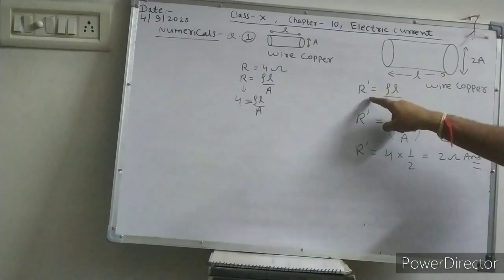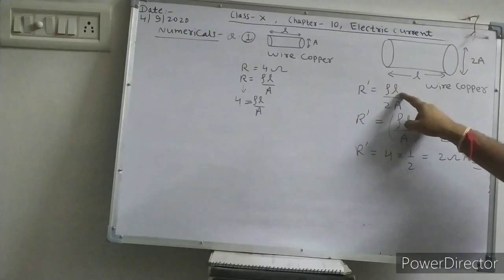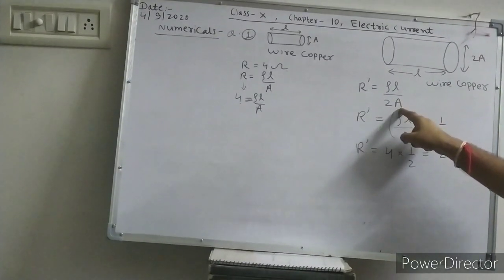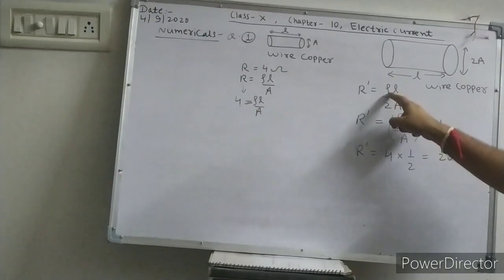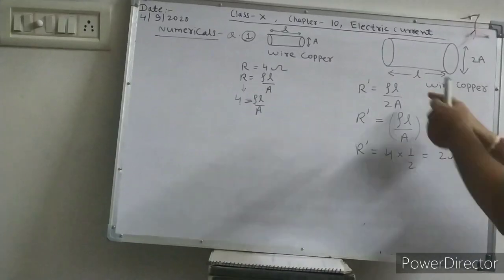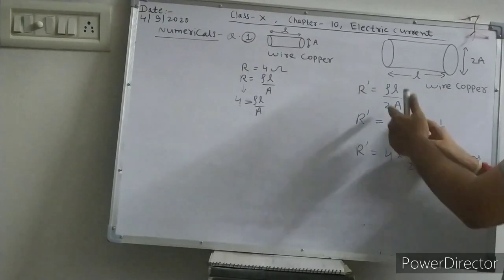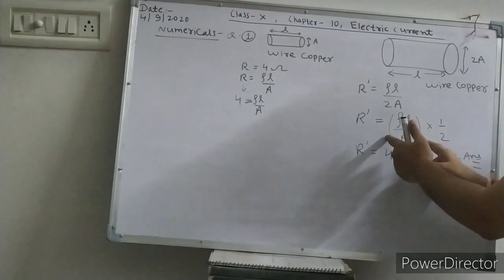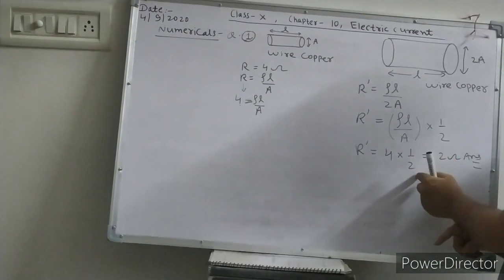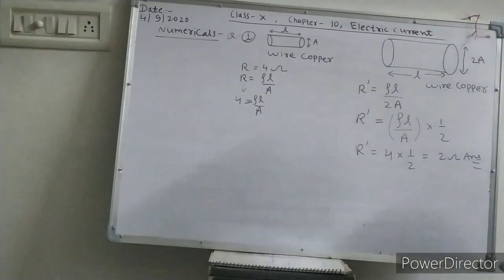Now you want to calculate the new resistance. So R dash equals rho L upon 2A. The length is the same but the area is double. So R dash equals rho L upon A multiplied by 1 upon 2. Take rho L upon A separately and 1 upon 2 separately. Now what is rho L upon A? It is 4. Put this 4 here: 4 multiplied by 1 upon 2. 4 divided by 2, so you get 2 ohm as the answer.